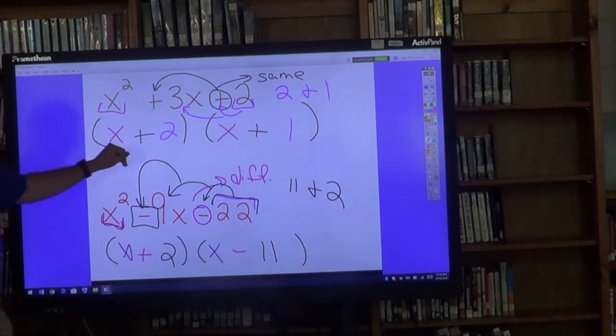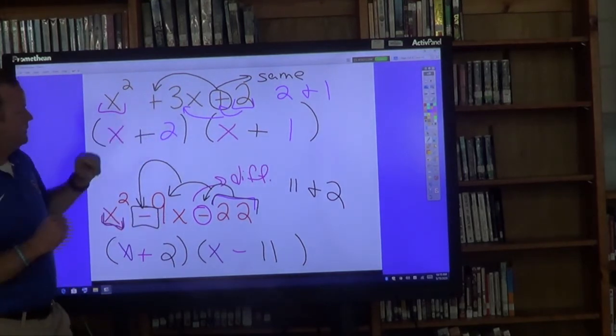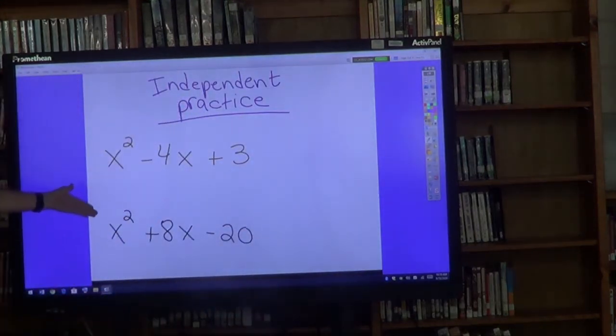And we've worked each one where you've got positive, positive, negative, negative, and so on and so forth. So for your independent practice, try these two.